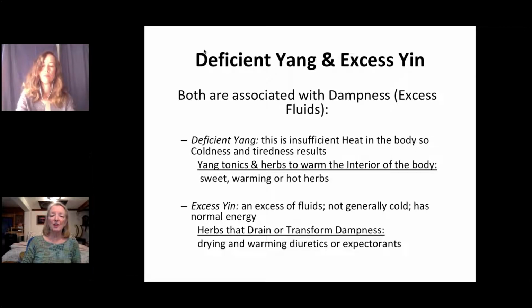If you have deficient yang, you're going to have all those other deficient yang symptoms we listed, and you're going to want to warm the interior and tonify yang. Whereas if you have excess yin, you have too much dampness. You want to dispel dampness. So you use herbs that drain or transform dampness.